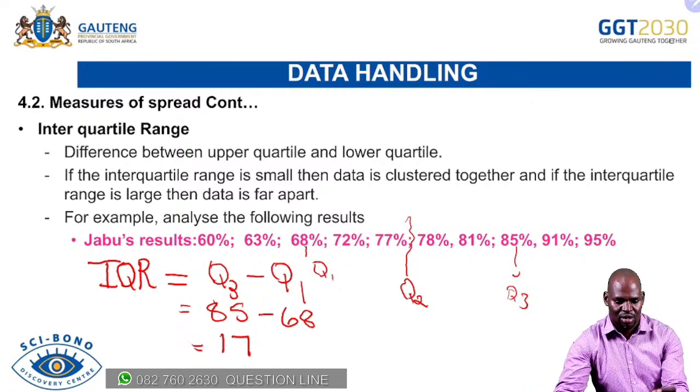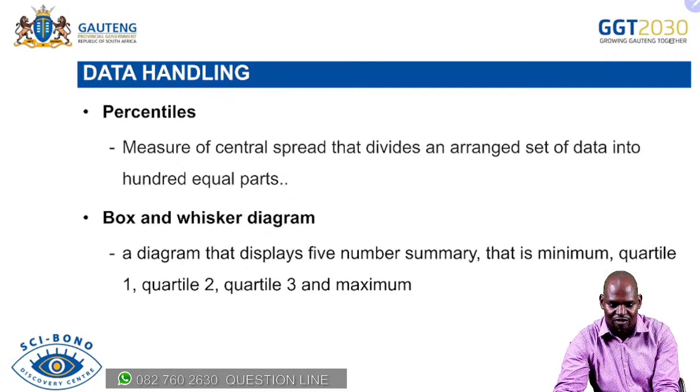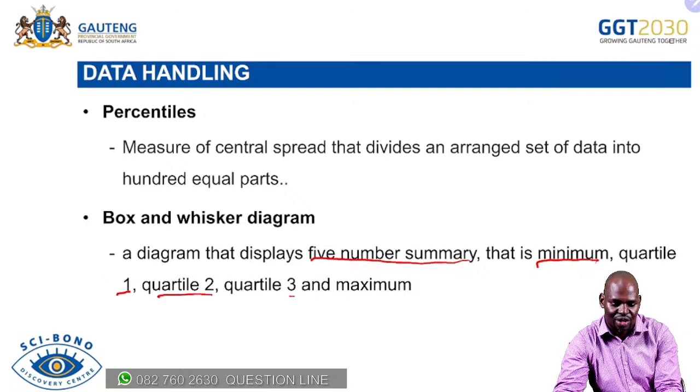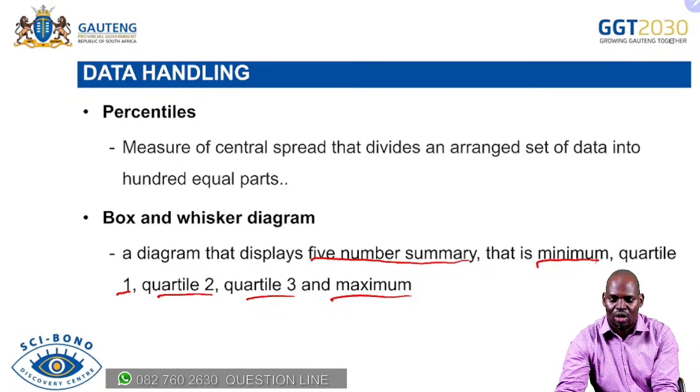Okay, and then we also have the box and whisker diagram. It's a diagram that displays the 5-number summary. Now, when we talk about the 5-number summary, we are referring to minimum, quartile 1, quartile 2, quartile 3, and maximum. So we are referring to the smallest value, and then quartile 1, quartile 2 or median, quartile 3, and then maximum.